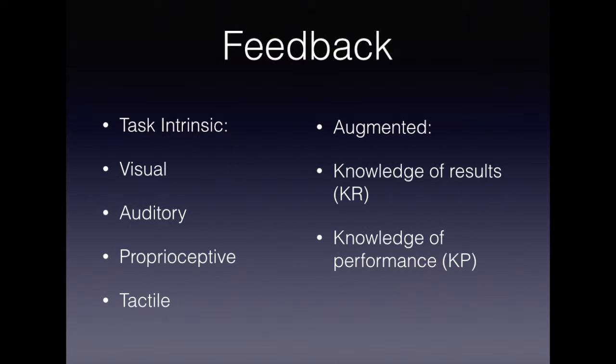There are 2 main types of feedback, task intrinsic and augmented. Task intrinsic feedback is sensory perceptual information and can be split into 4 components. These are visual, auditory, proprioceptive, and tactile. Augmented feedback comes from an external source. In our case, this is a coach. It is split into 2 components: knowledge of performance, being a measure of how well the task is performed technically, and knowledge of results, which is a measure of the success of the task performed, for example, whether or not the ball goes through the cones.